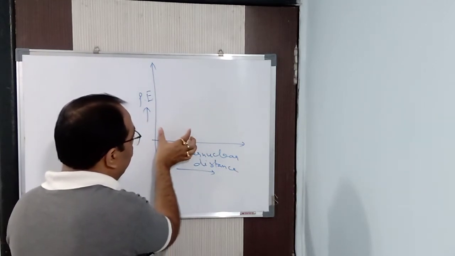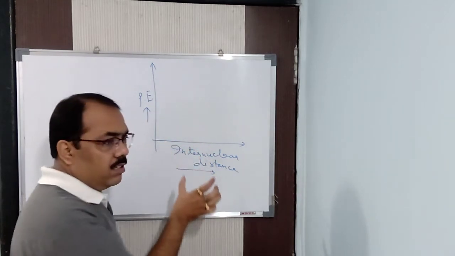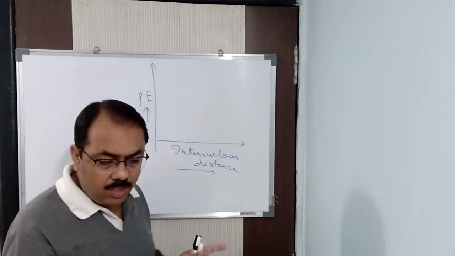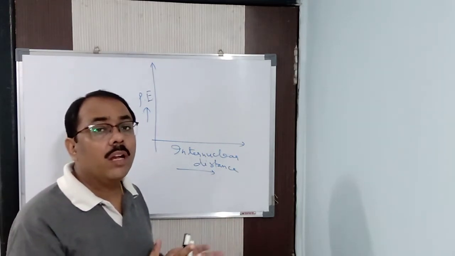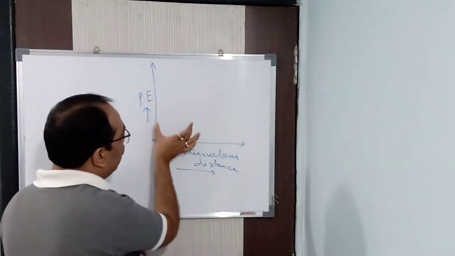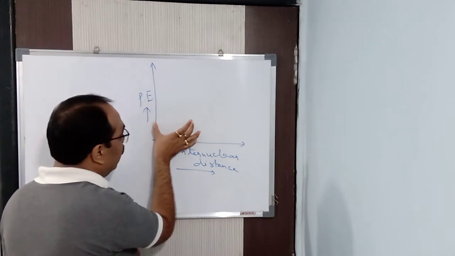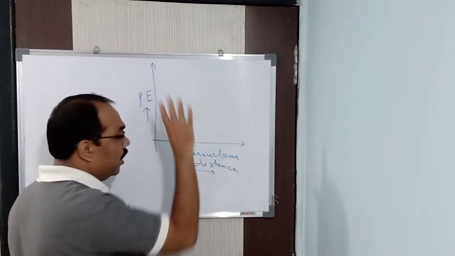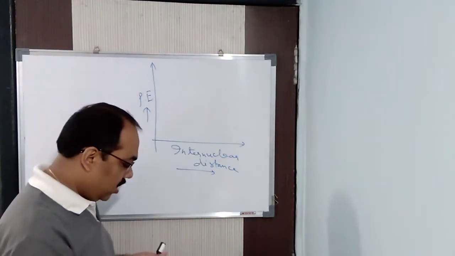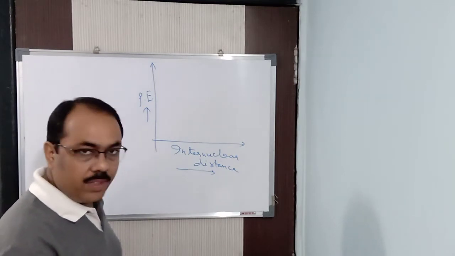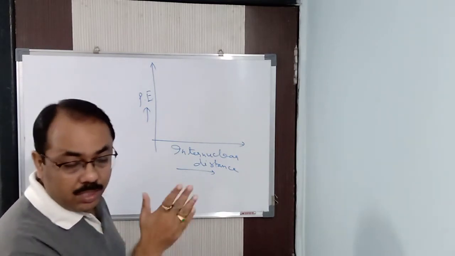Why? Because there is an internuclear distance beyond which it is not possible, because the nuclei are going to repel one another. So we have a particular bond length, a particular internuclear distance, and a particular bond energy. Everything we have seen. Here also the same thing is going to happen, but it will be different.